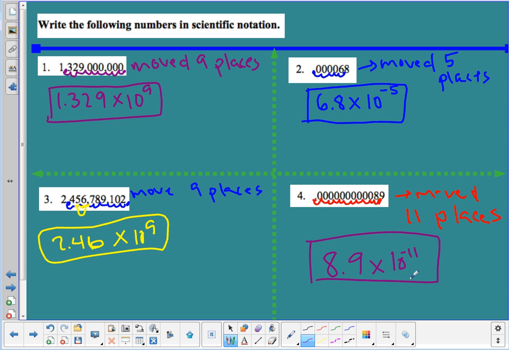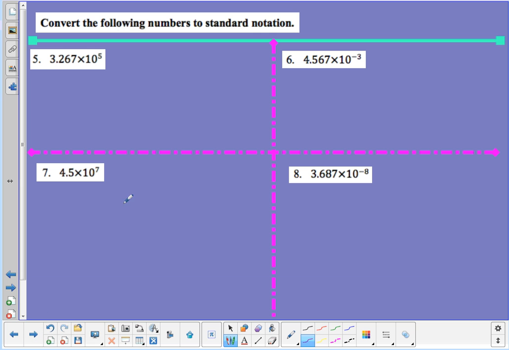Okay, so now let's talk about operations with scientific notation. Adding and subtracting is pretty, oh, sorry, we have 4 more to convert. I'm going the other direction first. So convert these, sorry, I skipped a section. Convert these from scientific notation into standard notation. So now I'm going the opposite way. Now I need to start with scientific notation and go the other direction.